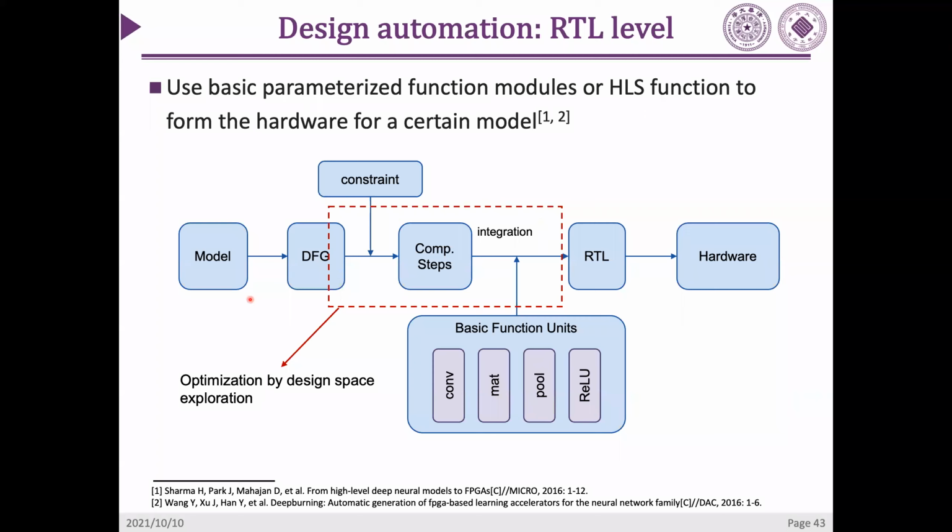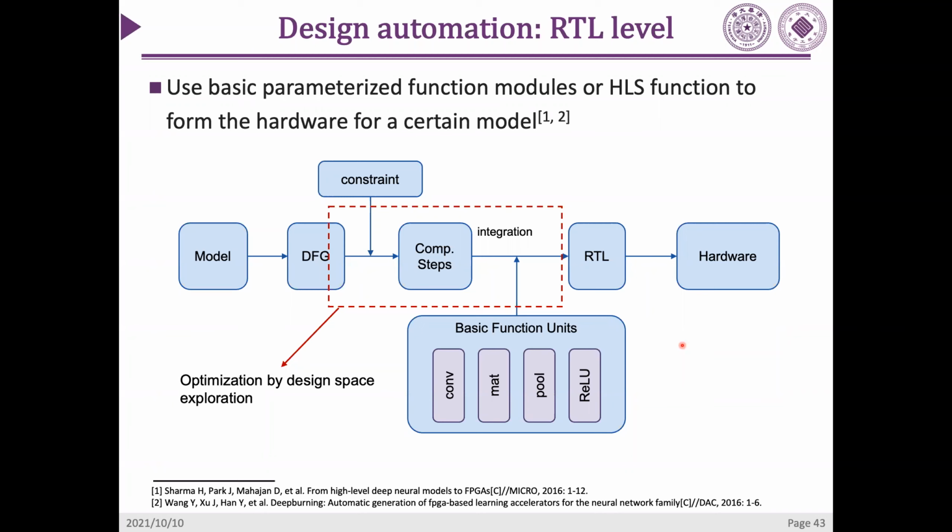So this is a typical flow. If you have a model, you change it into a data flow graph, and you put the hardware constraints inside. And for this part, you choose basic function units, and then you change it into an RTL for this model and put this RTL into the hardware. So this flow can be automatically designed, which is very amazing.